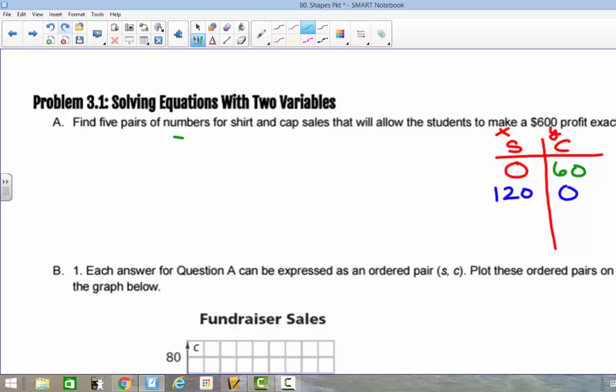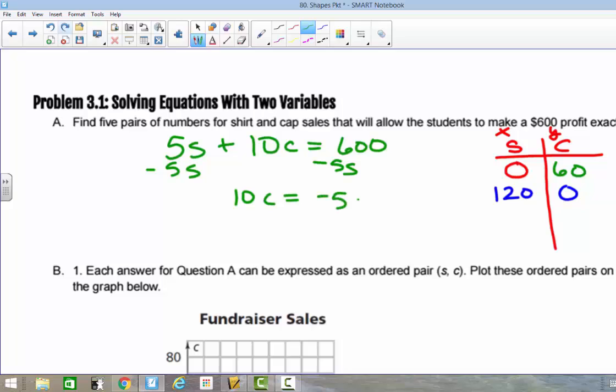So I'm going to go back to the equation. 5S plus 10C equals 600. You could put this in y equals mx plus b form by subtracting the 5S from both sides. So 10C equals negative 5S plus 600, and then dividing everything by 10. You could just do guess and check to get some more points that work. So negative 5 over 10 is negative 1/2 S plus 60.